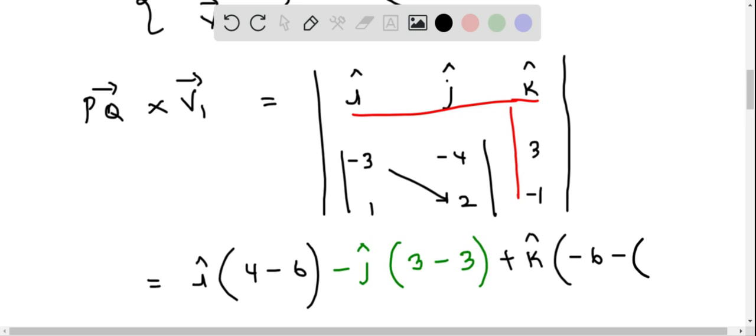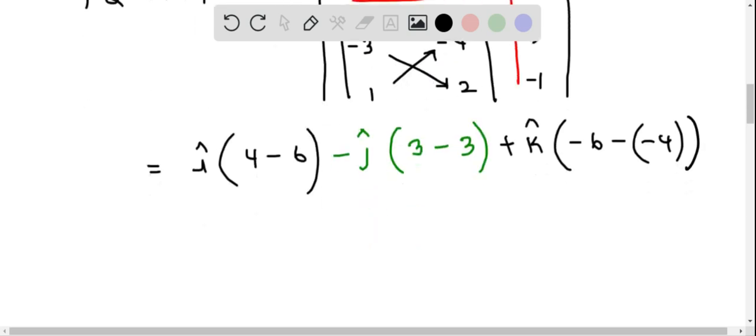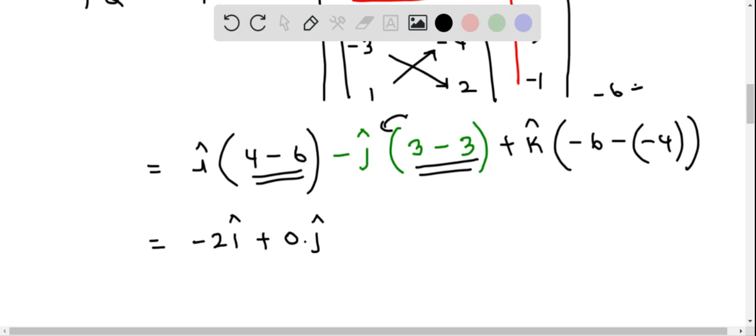I put a minus, and then 1 times negative 4 is negative 4. So I put negative 4. Now let's simplify this. 4 minus 6 is negative 2, so I can put this as negative 2 i hat. And 3 minus 3 is 0, so 0 times j hat is 0 j hat, so you can just ignore that. Maybe we can also put it as 0 times j hat plus this is negative 6 and positive 4, and this is negative 2. So it is negative 2k hat.